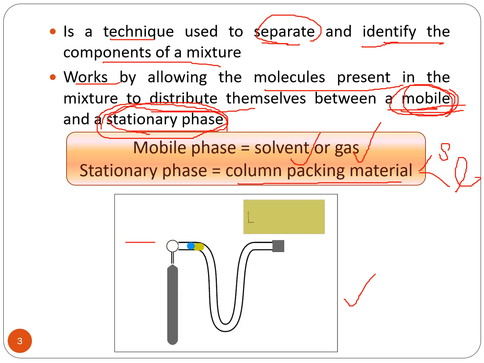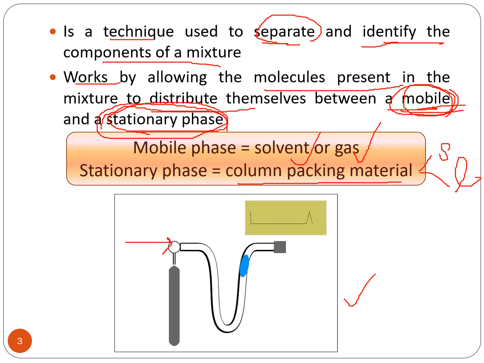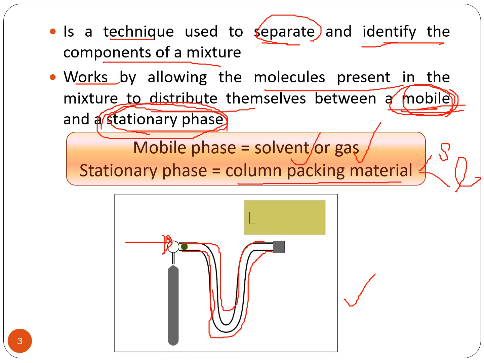Okay, your sample is injected to the column along with the mobile phase, and inside this column kita ada the stationary phase. Okay, macam mana separation ni boleh occur? Macam you all tengok kat sini, bila being injected, your sample is separated into two components. Satu yang warna kuning tu and satu yang warna hijau. Okay, how separation occur bila this mixture distribute themselves between a mobile and stationary phase.